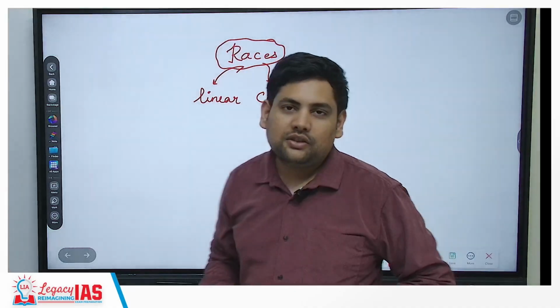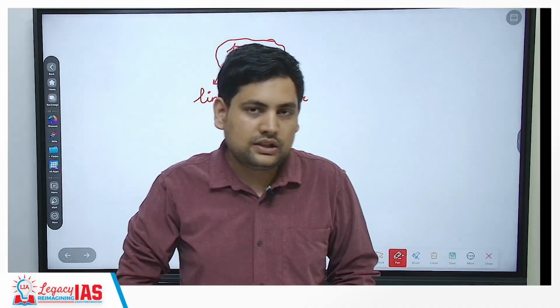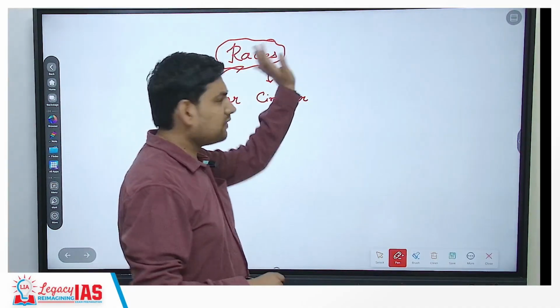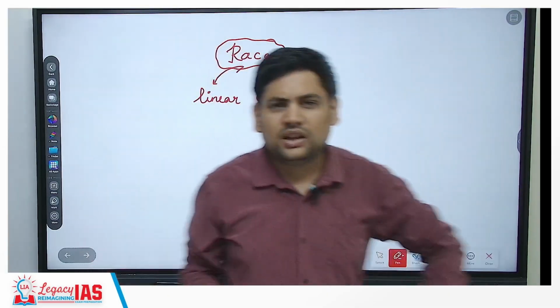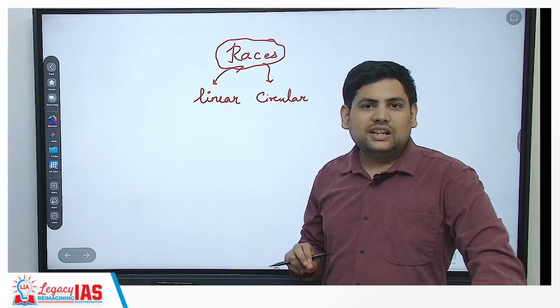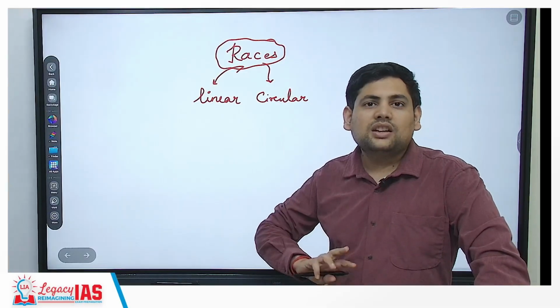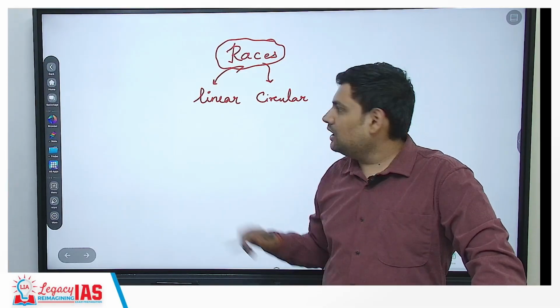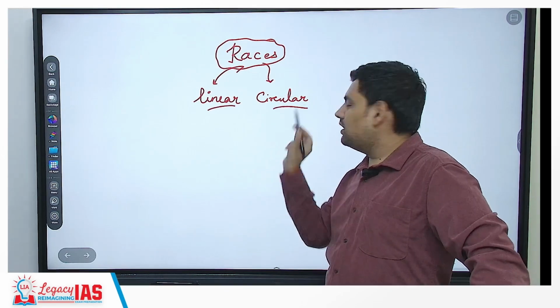So we are continuing with our time, speed and distance lectures. Now we have come to the next topic. This is the last topic, which is related to races. As you know, there are two kinds of races that we'll be dealing with. One is linear and one is circular.